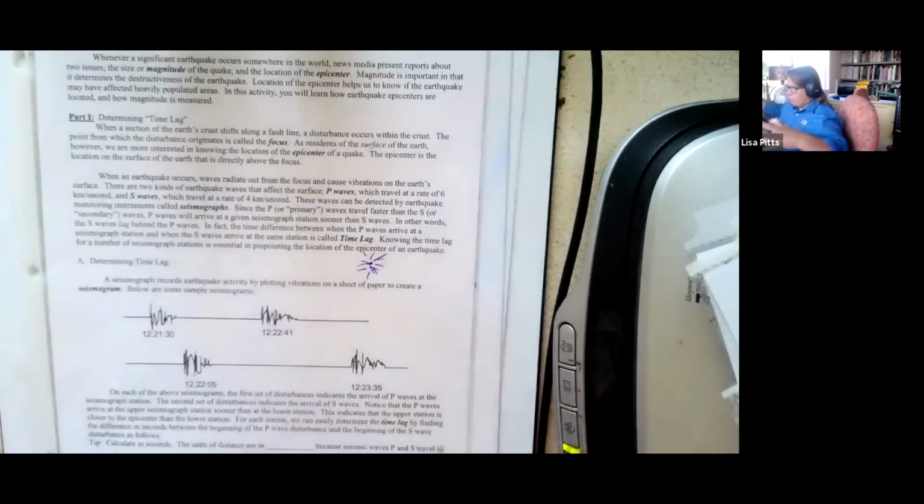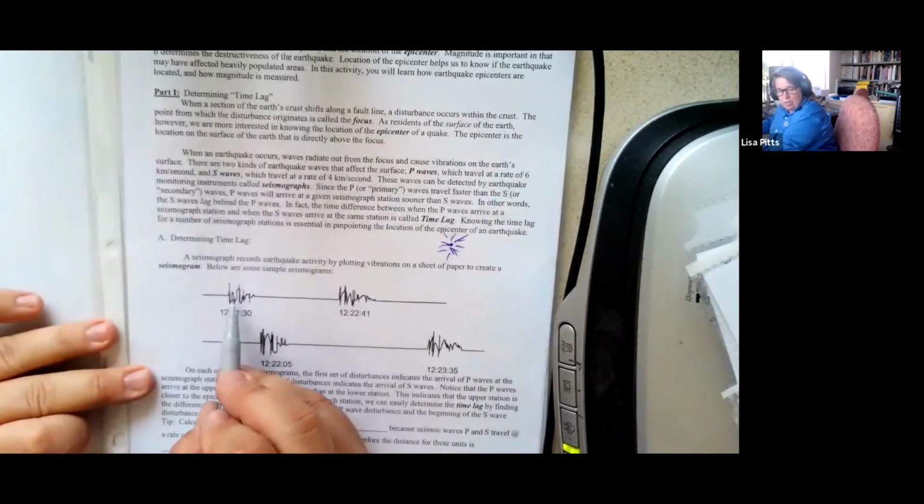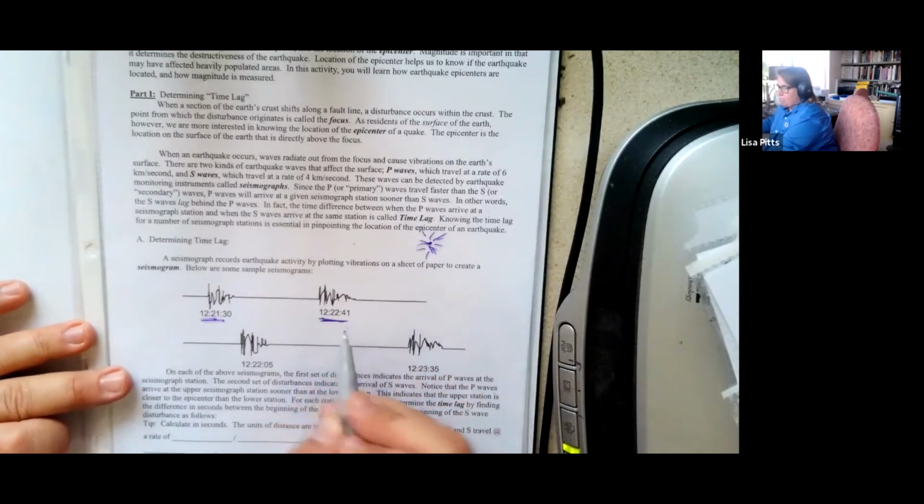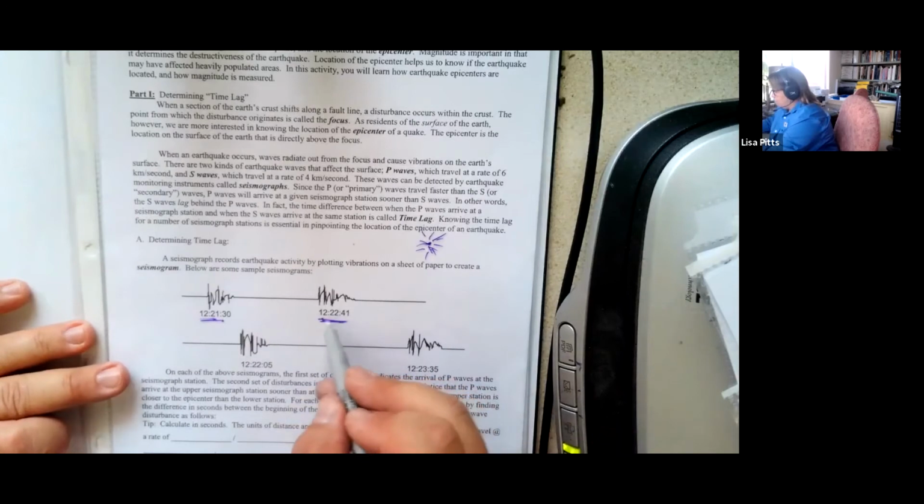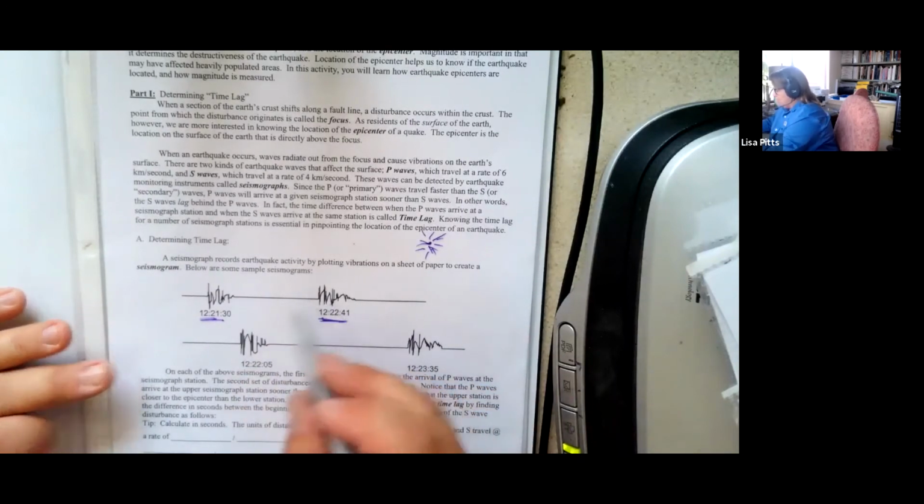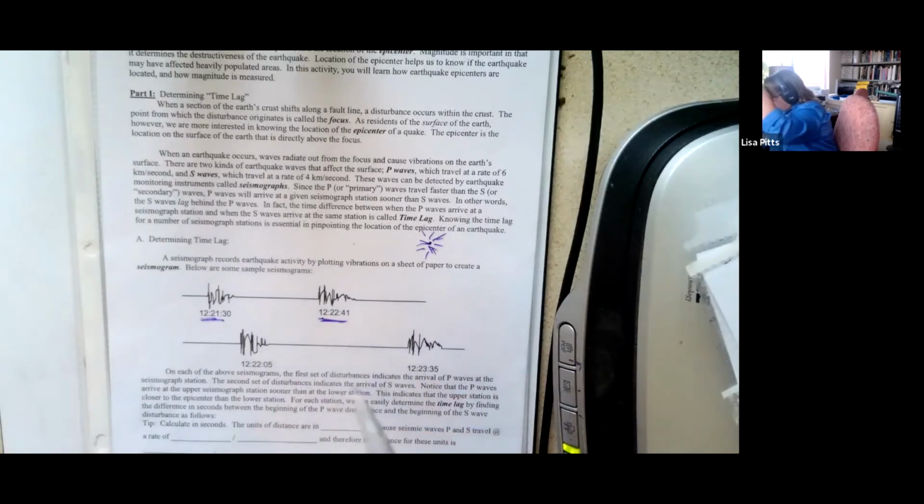And so the P and the S waves start traveling. Okay, so this one is saying this is my P wave arriving. It arrived at 12:21 and 30 seconds. And this is the second wave, which is my shear wave, which arrived at 12:22 and 41 seconds. In this particular example, it's talking the long way about what they're doing here.